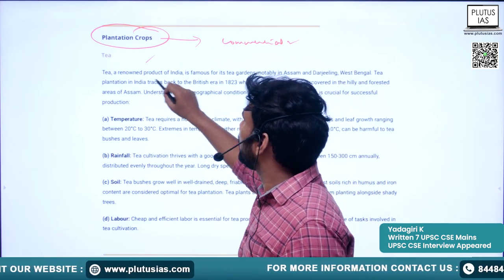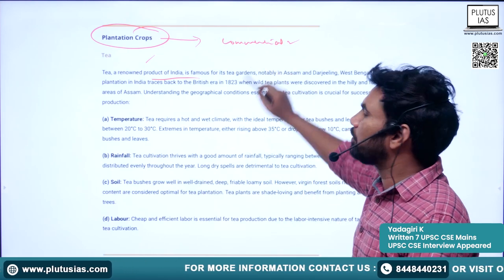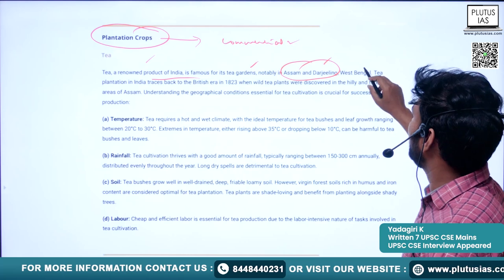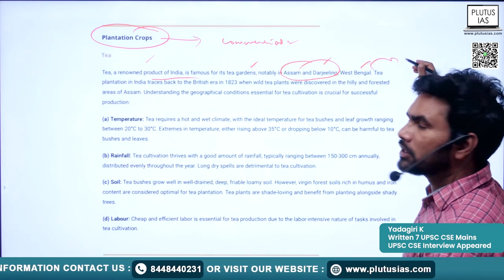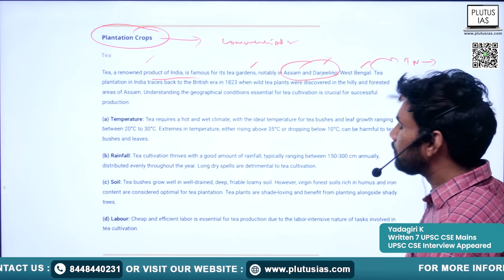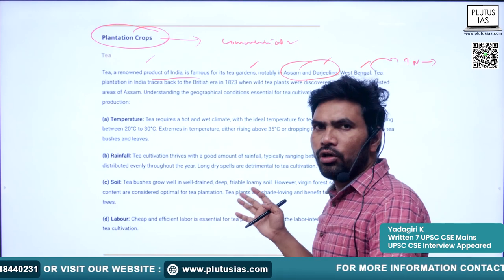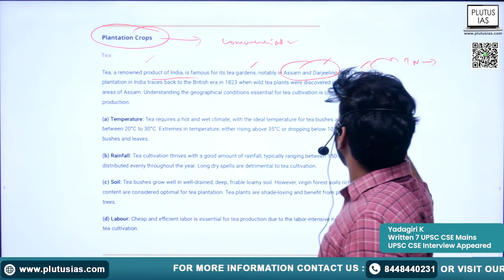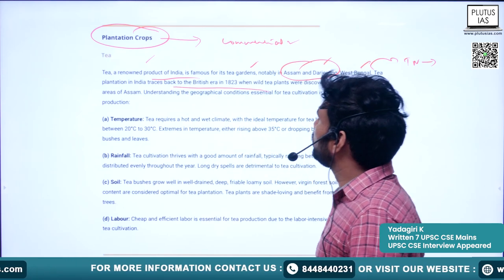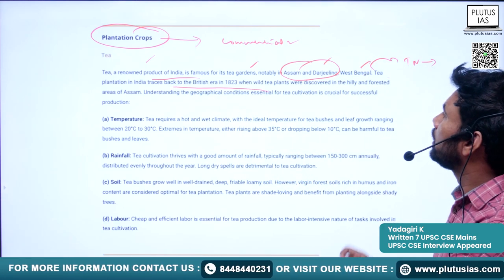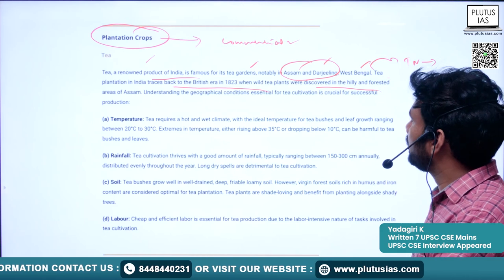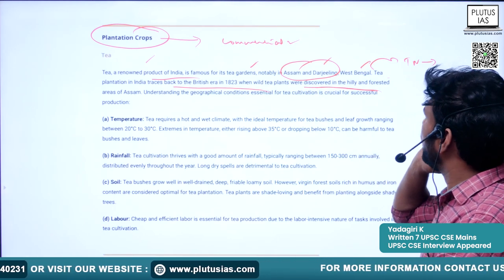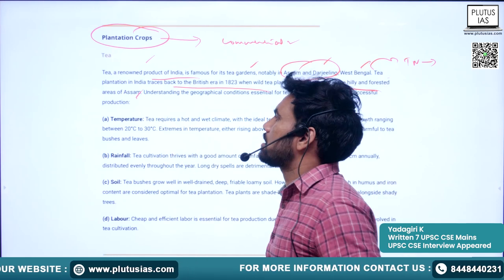Tea is a renowned product in India. It is famous for its tea gardens, notably in Assam and Darjeeling, West Bengal, and also in some regions of Tamil Nadu. Like Tamil Nadu also, there are tea plantations, right? Tea plantation in India can be traced back to the British era in 1823. However, wild tea plants were also discovered in the hilly and forested areas of Assam.